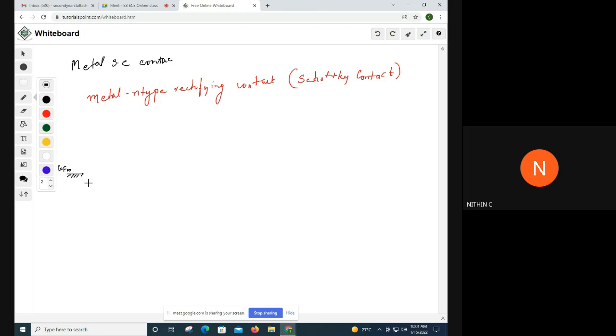When we drew the energy band diagram of a p-n junction, initially we drew isolated n type and p type. So here we are initially drawing an isolated metal and n type semiconductor. So this is the metal energy band diagram, and at the top we'll be having a common vacuum level, which I am going to represent with green.